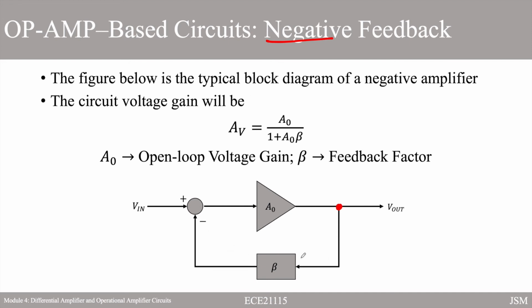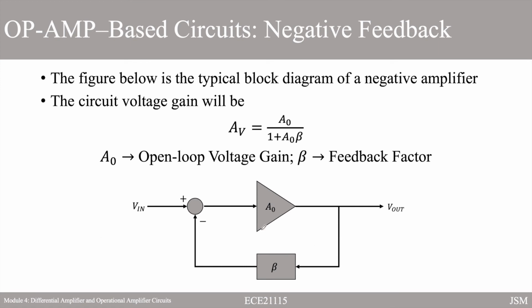So just imagine wala tayong feedback diyan, di ba? So ang mangyayari is parang zero lang yan. Pag wala tayong feedback, parang zero lang tong negative na yan. So mangyayari siya ay maging Vin minus zero. So therefore our Vout will be Vin times A0. So that is the open loop case. For the closed loop case, or pag may negative feedback tayo, mag-iba ang ating voltage gain.